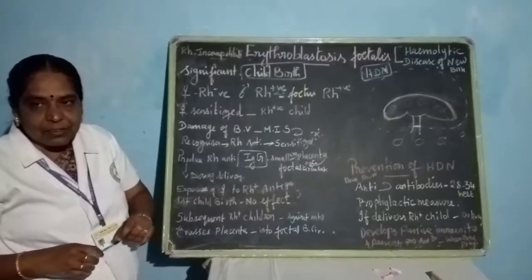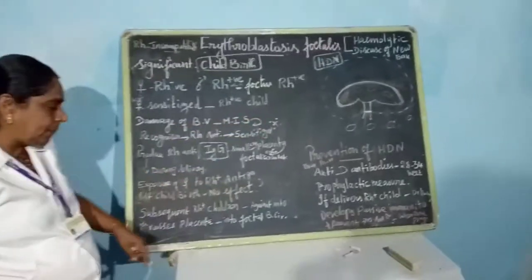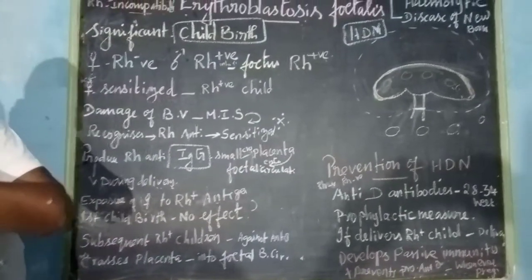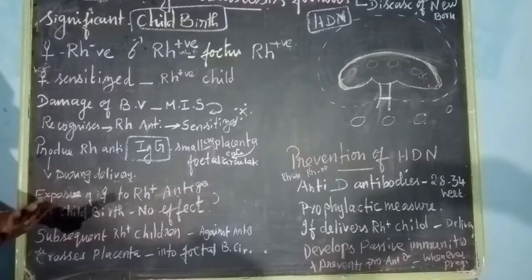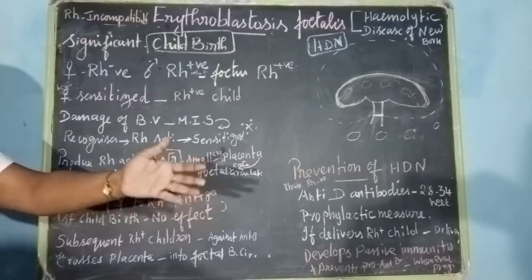Why is there no effect during the first childbirth? I will explain with the diagram. At the first childbirth, there is no effect of exposure of the RH negative mother to the RH positive child, that is the fetus.